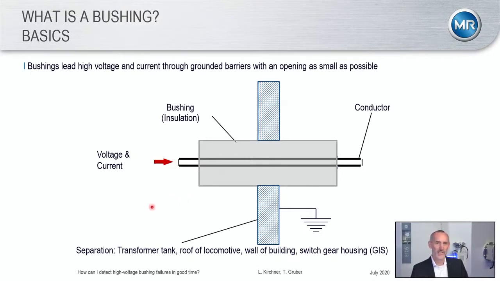The barriers that the insulation system usually is overcoming might be a transformer tank, the roof of a locomotive, a wall of a building, or switchgear housing. What is very important for us today is to mention that we are focusing on AC bushings.